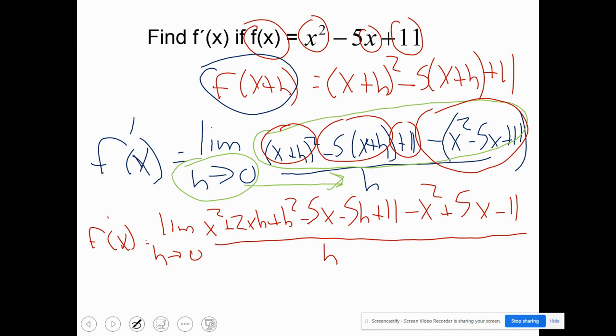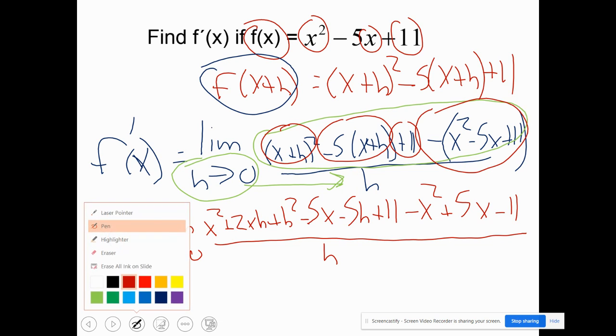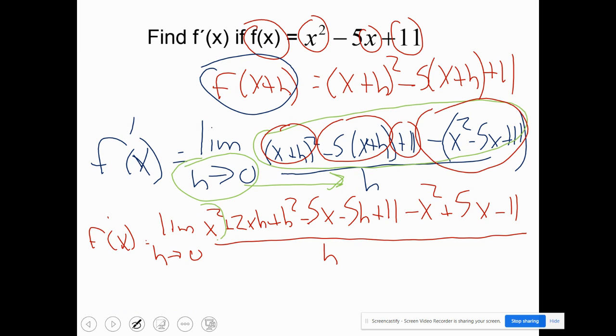Now at this point, any term that doesn't have an h in it should cancel out. For example, you've got an x squared here, you've got a minus x squared here, they will subtract to 0. You have a minus 5x, you've got a plus 5x. They will cancel to 0. You've got a plus 11, you've got a minus 11. They will cancel to 0. Every term that was in your f of x here will cancel to what's in the front. Okay, so what's still left over? I'm going to have to move on to the next page.